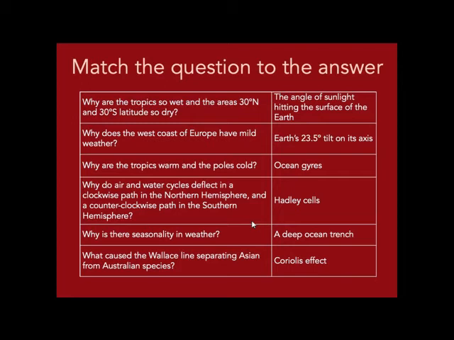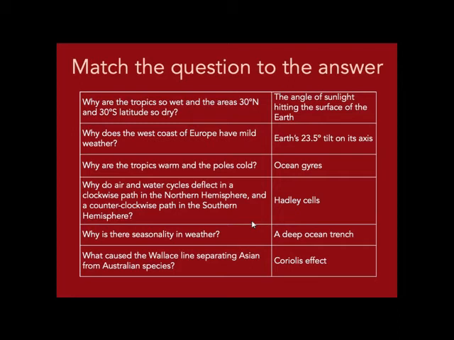Okay. So why are the tropics warm and the poles cold? That's just because of the angle of sunlight hitting the earth. That's nothing special. Like when I go sit next to the window to get as much light as possible. I don't even know why you do that. It's not cold in here. I need as much light as possible.